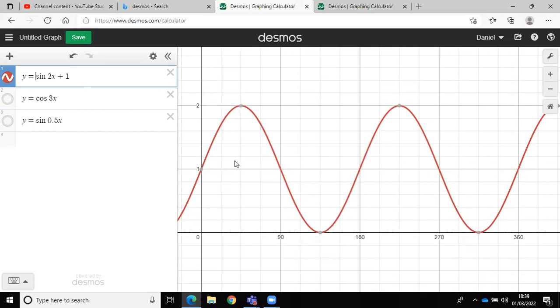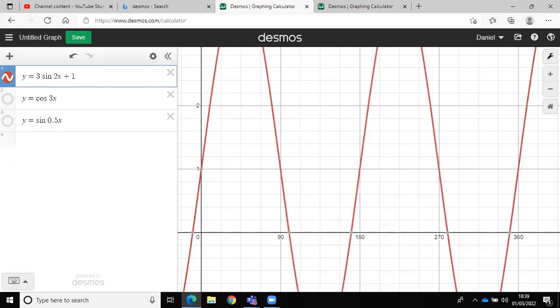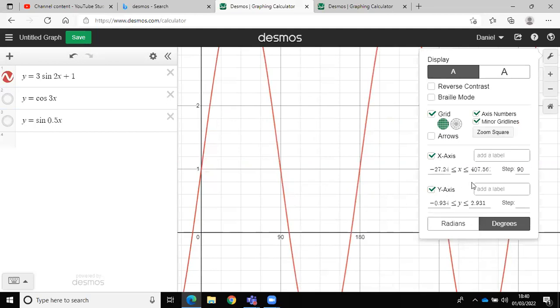If we do change the amplitude, you can go into settings and set this up. So y-axis minus 4.